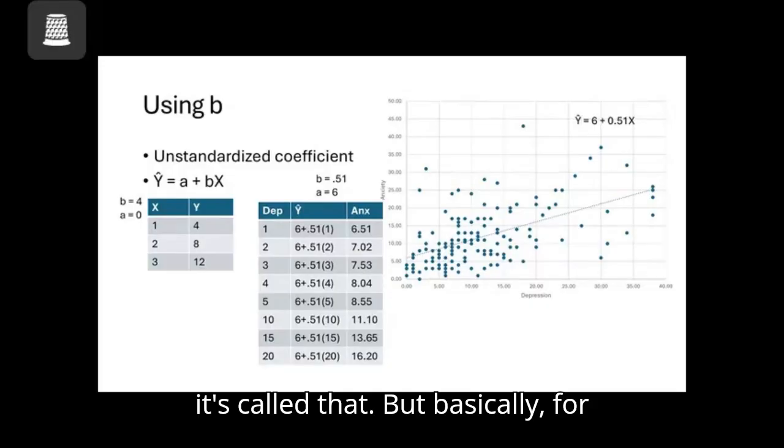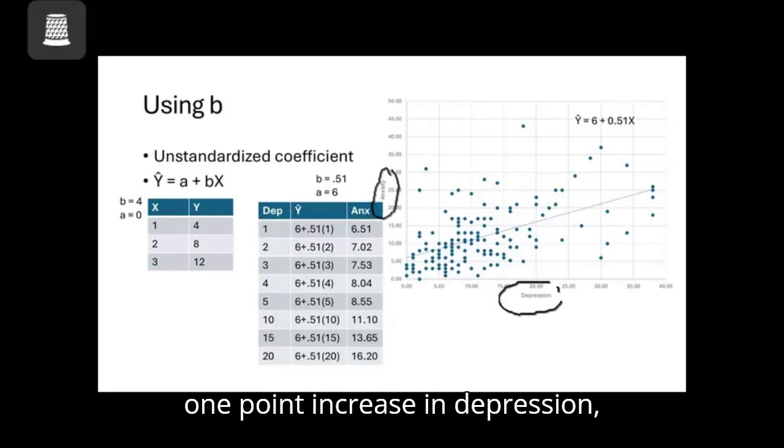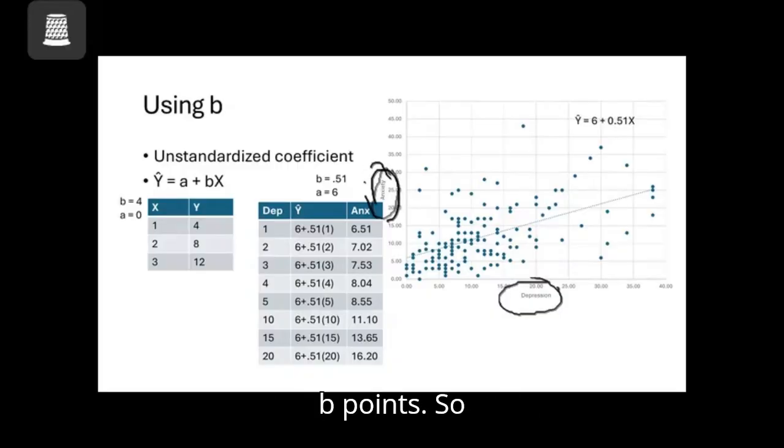But basically, for every 1 point increase in X, your outcome variable, your anxiety, your Y variable. So for every 1 point increase in depression, anxiety will increase by B points. So if, let's say, take a really easy example.